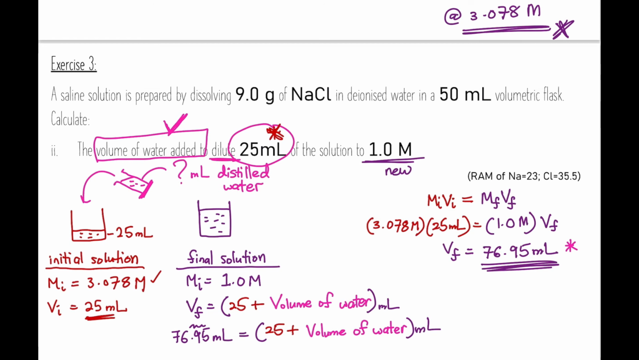Therefore, the volume of water added is equal to 76.95 minus 25, the initial volume. This results in 51.95 milliliter.